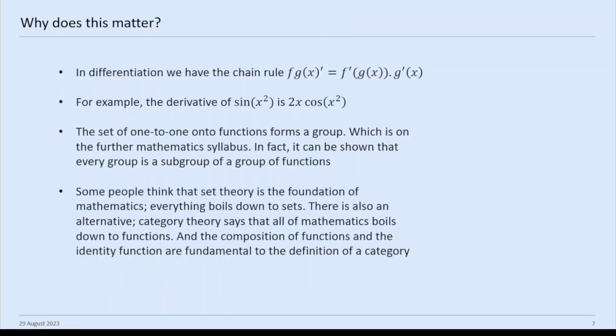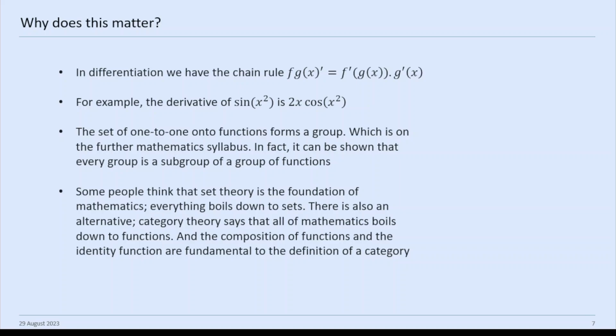Okay, why does any of this matter? So in differentiation we have the chain rule, which says if we've got the derivative of f of g of x, that's just f dashed of g of x times g dashed of x. So it's the derivative of f at g of x times the derivative of g of x. So for example, the derivative of sine x squared is the derivative of sine, which is cos, at x squared, times the derivative of x squared, which is 2x.